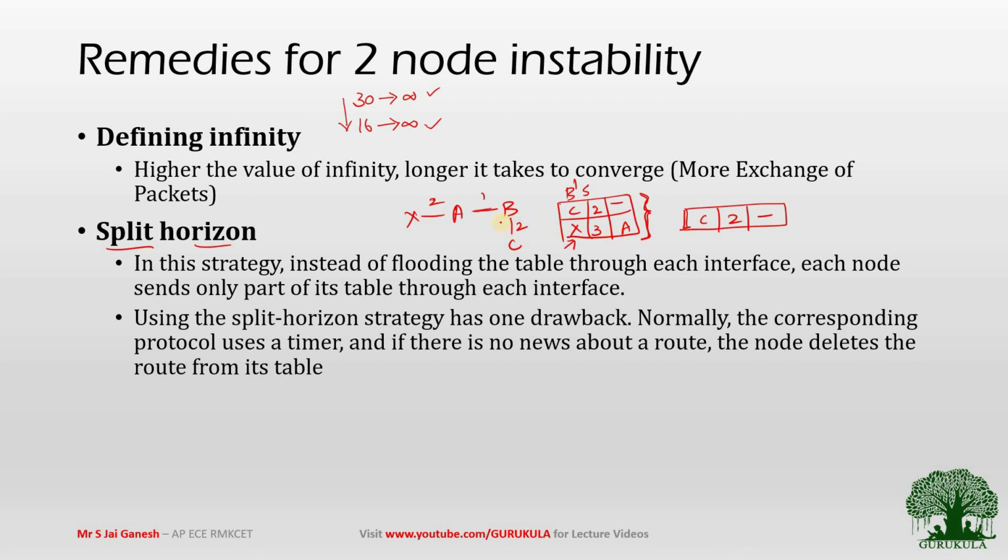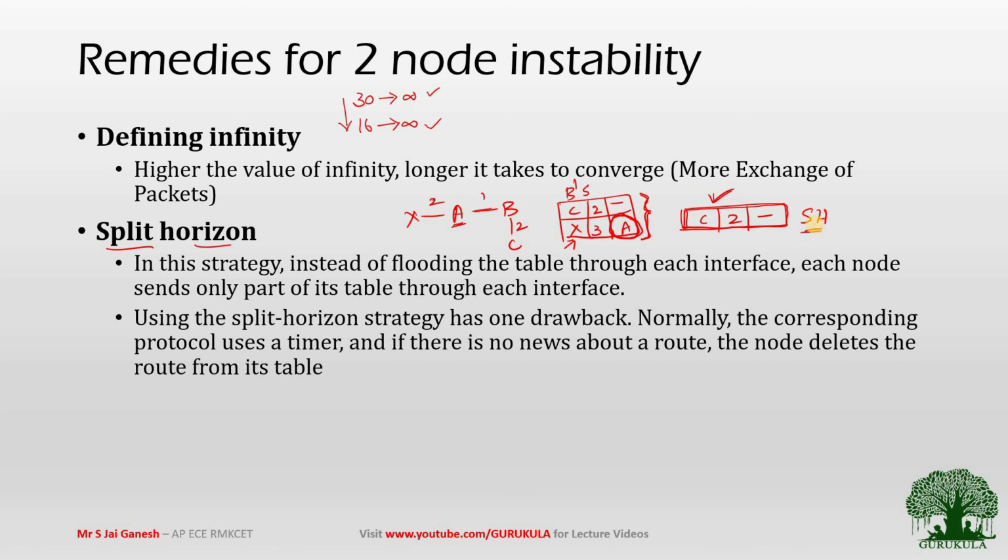Fine. So there is no point in sending the same information again which A actually knows, because B updated the information about X via A. So wherever the next node A is available, these entries will not be sent to A. It will send only the partial table. So this is what will be sent as per the split horizon technique.